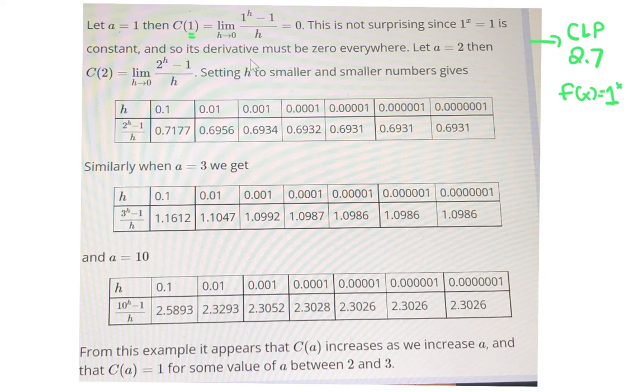But the whole point is that wouldn't it be nice if there was some value in here, definitely between 2 and 3, so that this limit actually equaled 1. It looks like it'll be pretty close to 3. So if we found where c of a equals 1, then the derivative of a to the x would just be a to the x times c of a, but in this case that's just 1, so we just get a to the x. So the derivative of a to the x is the same thing, a to the x. So let's go to the next slide and look at that.